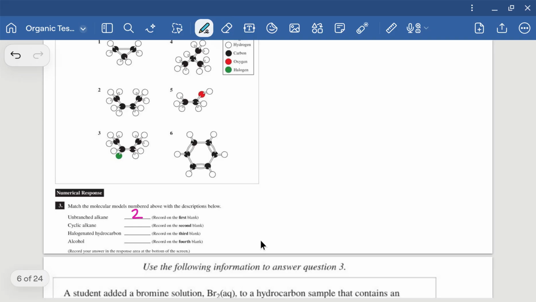Which one is cyclic? Well, we need to see a ring. So number 1. Halogenated, you are looking for a halogen and only number 3 has a halogen. And an alcohol, you need that OH group. So we know that that's O because it's red and then hydrogen's attached. So number 5.